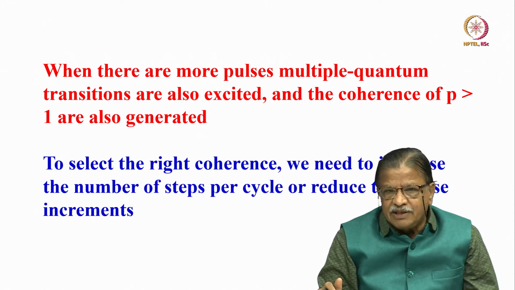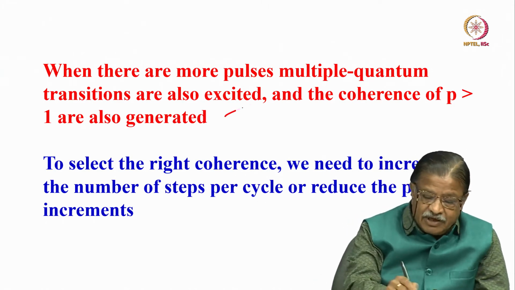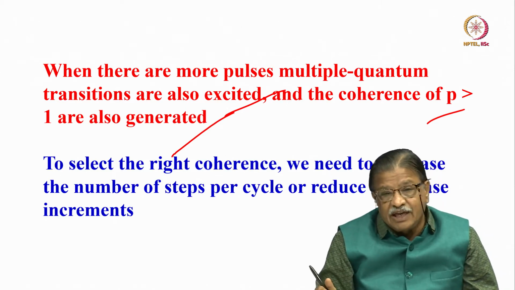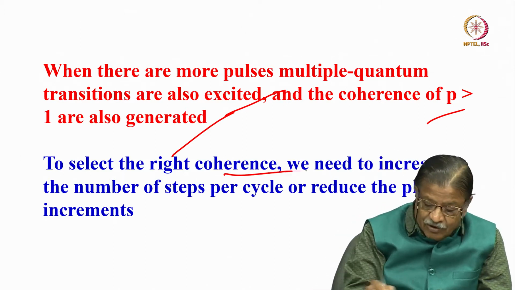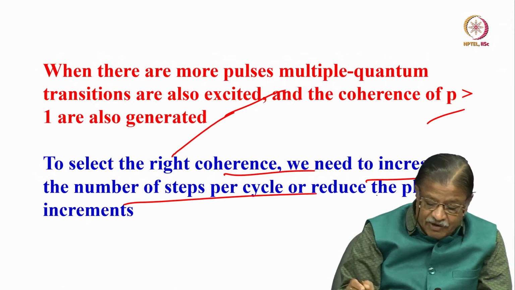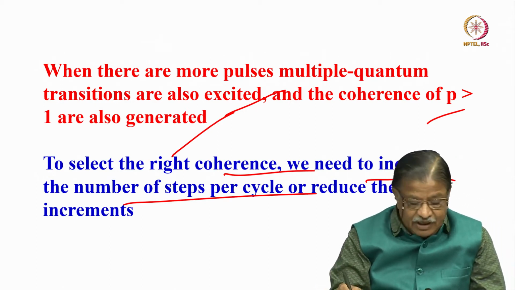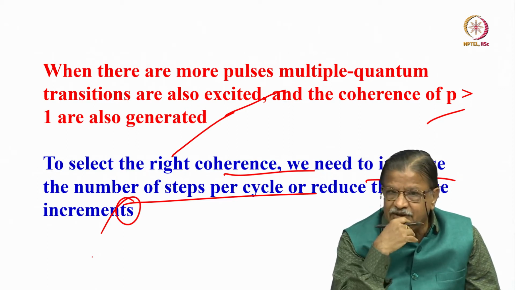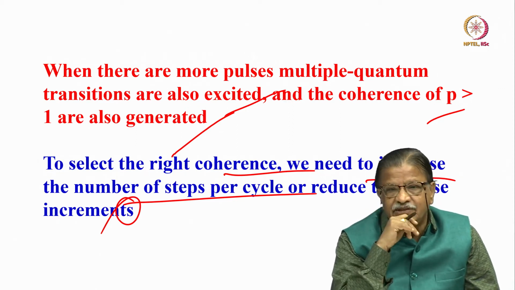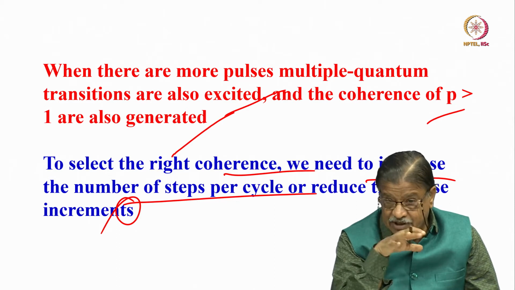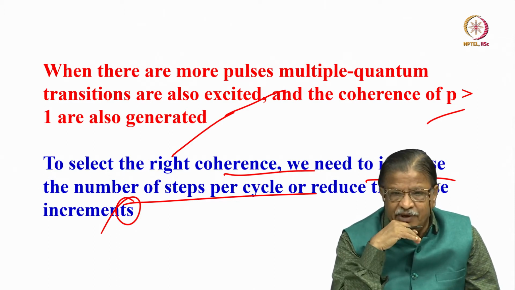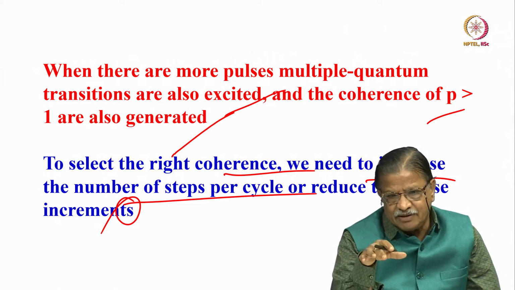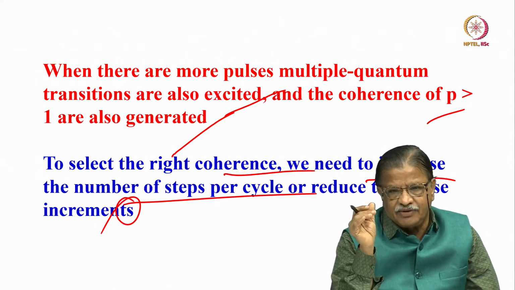So when there are more pulses, multiple quantums are also excited and the coherence of P greater than 1 are also generated. To select the right coherence, we need to increase the number of steps per cycle to reduce the phase increments. That is a very important point. When there are more pulses, multiple quantum transitions are excited. And of course, the magnetization should already be in the XY plane, and you apply another pulse, then you create higher quantum coherences.